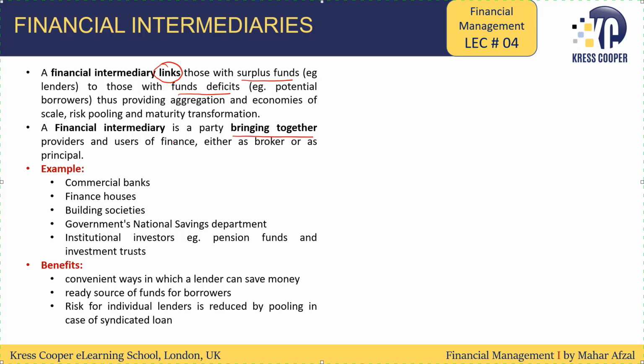So what are the different examples of these parties? This function can be done by commercial banks, finance houses, building societies, government, and national savings departments. These are the different parties which usually act as a middleman. And what are the benefits of this? The major benefit is that the borrower will be able to get access to funds very easily, and the lender will be able to lend its extra funds very easily. The third major benefit is that risk for the individual lender is reduced by pooling in the case of syndicated loans. So these are the three major benefits.